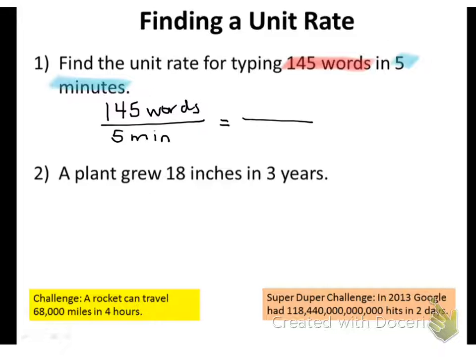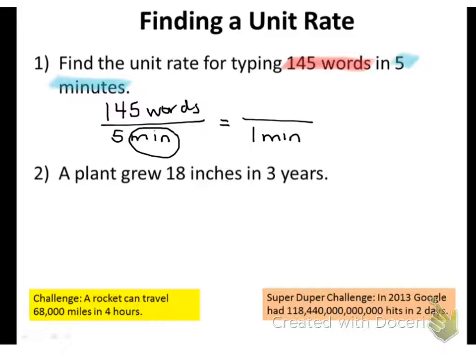Okay, would it make more sense to say how many words someone can type in 1 minute, or how many minutes it takes for someone to type one word? If you think about that, hopefully it doesn't take someone a minute to type one word. So we have to figure out which one to divide and make 1. Let's make minutes 1, because it makes more sense to figure out how many words someone can write in 1 minute than how many minutes it takes someone to write one word.